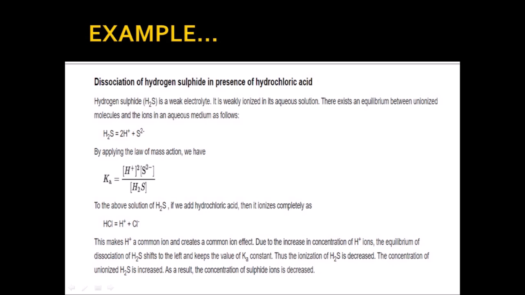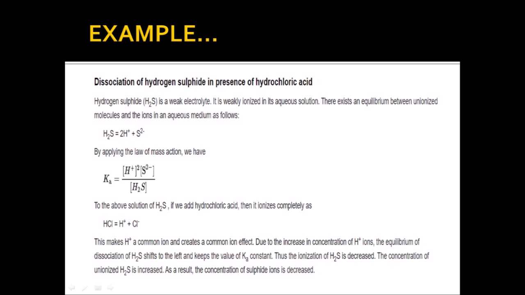By applying the law of mass action, we will have Ka, that is the equilibrium constant, equal to [H+]² [S2-] divided by [H2S], the concentration of H2S. All the species inside the square brackets are known as concentration terms. To the above solution of H2S, if we add hydrochloric acid, then it ionizes completely as H+ and Cl-. This makes H+ a common ion and creates a common ion effect.